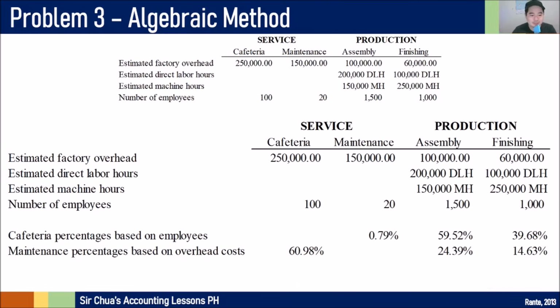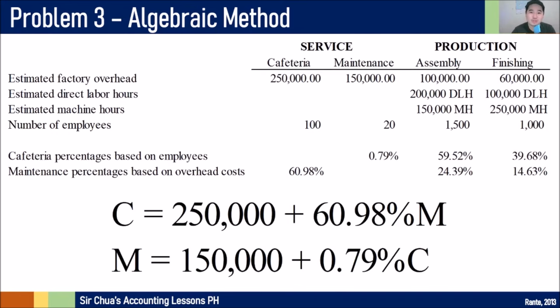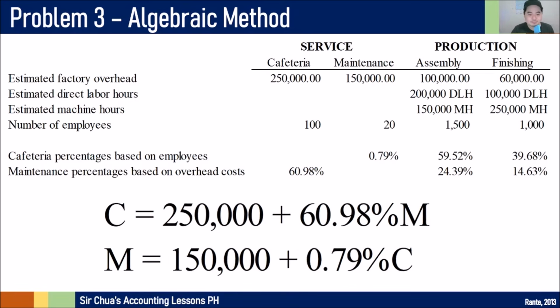Okay? So, pag meron ka na pong mga percentages, if you have already these percentages, you can now create the algebraic functions of linear equations in two unknowns. Okay? C cost is equals to 250,000 cafeteria cost plus 60.98% cost coming from maintenance. Ayan o, 250 plus 60.98 M. Okay? And then for your M, that's 150,000 plus 0.79 galing kay C. So, yan po yung isosolve natin. So, ang gagawin po natin, solve for C, solve for M.